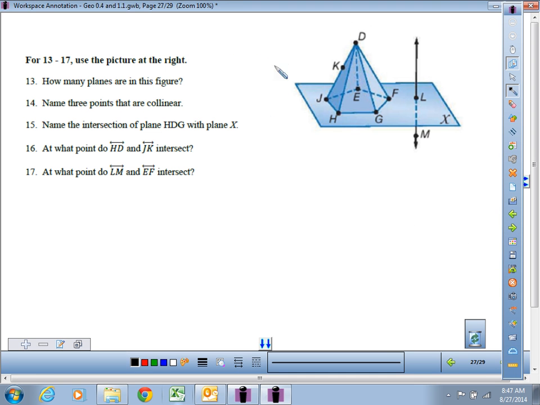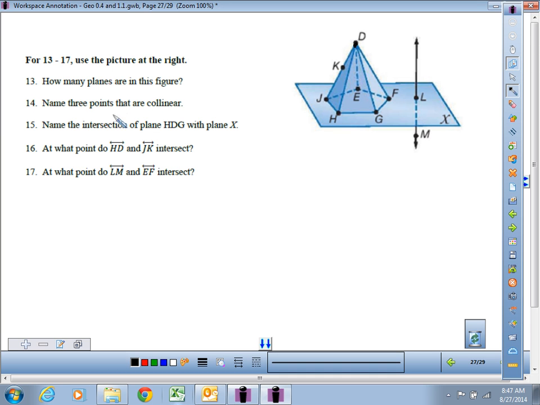Let's look at this diagram right here. We're going to use this picture. We want to know how many planes. This little guy right here has 1, 2, 3, 4, 5 little edges around the bottom, so that would be a pentagon, and then this is a pyramid because it comes to a vertex up here. So this would be a pentagonal pyramid. Each of these triangular faces, if we extend in all directions forever and ever, would be a plane. So those triangular faces represent planes.